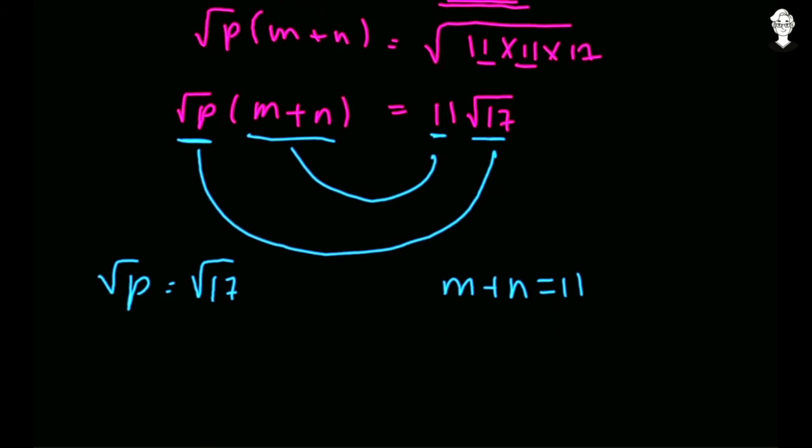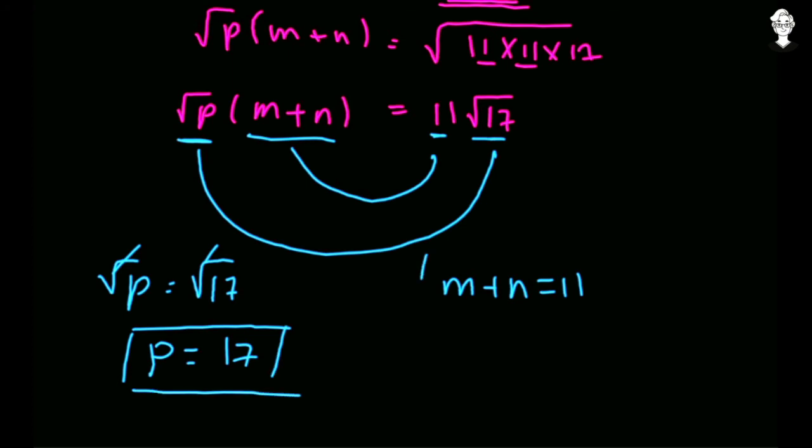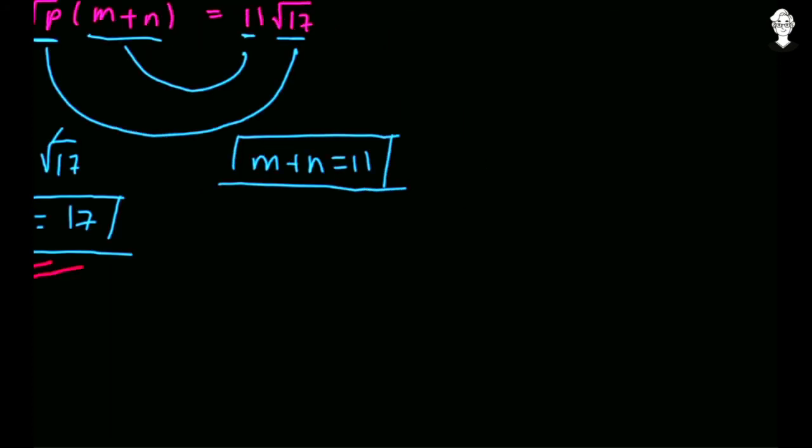Now if under root p is equal to under root 17, I obtain that my p would be equal to 17. The under root cancels, so p is equal to 17. Yes, the value of p is 17, and m plus n is equal to 11. So now p has the definite value 17, and m plus n is equal to 11.